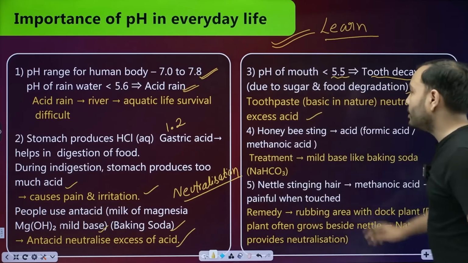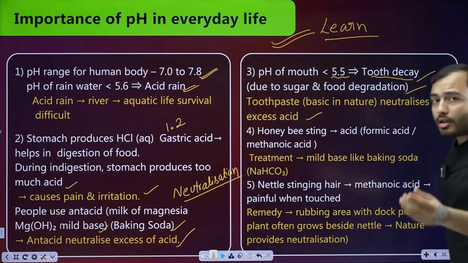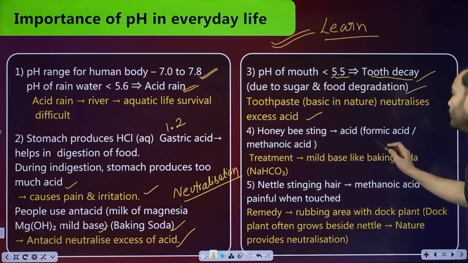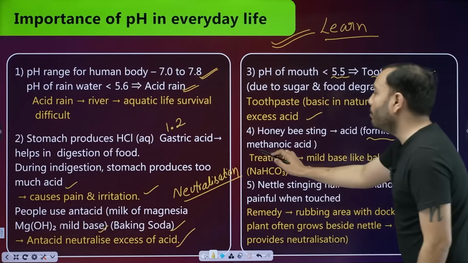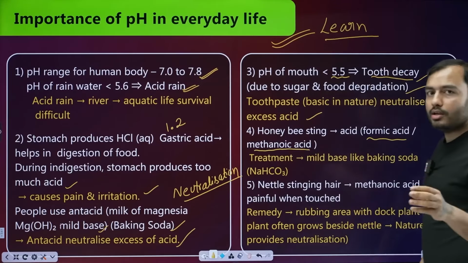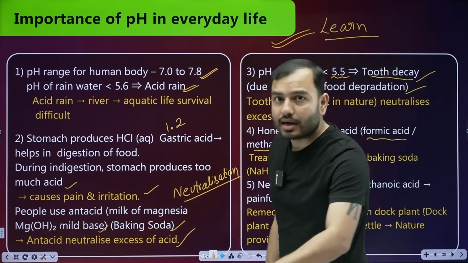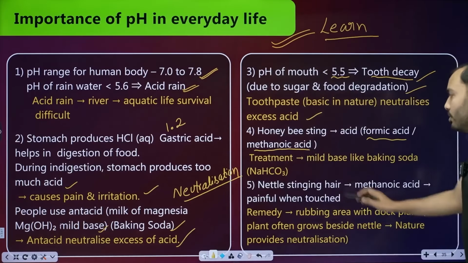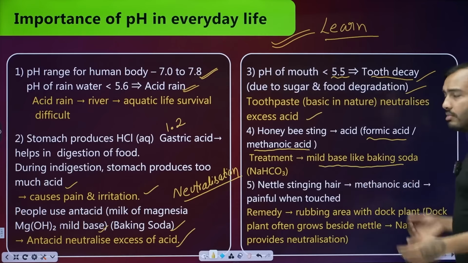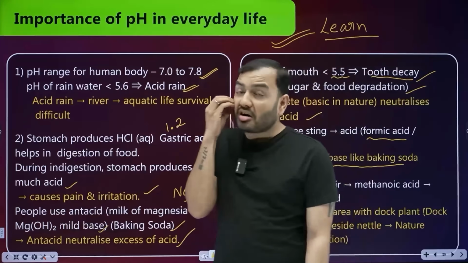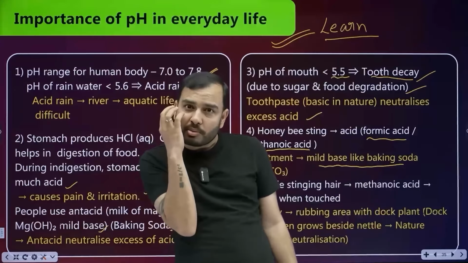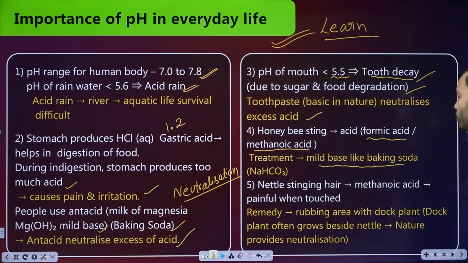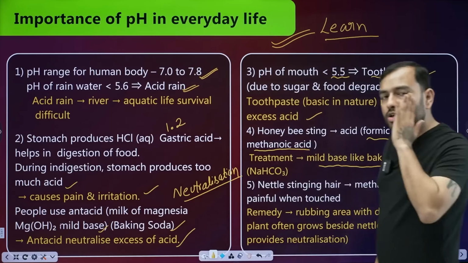Second, honey bee sting, right? If a honey bee stings, it swells like this. What does the sting of a bee have? Formic acid, which is also called methanoic acid. Both are the same thing. Either bee bites or even if ant bites, both will be called formic acid and methanoic acid. What is the solution? Neutralization. Why is it swollen? Because it's acid. How to solve this? With base. So we have to use a mild base: baking soda, sodium hydrogen carbonate.